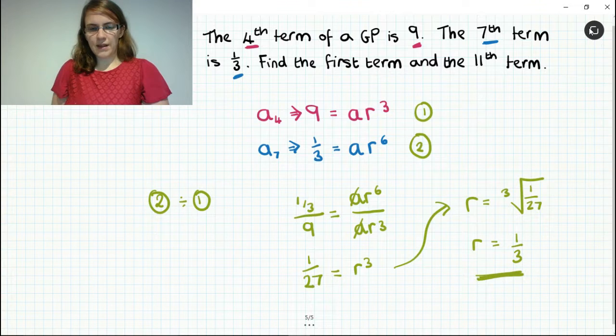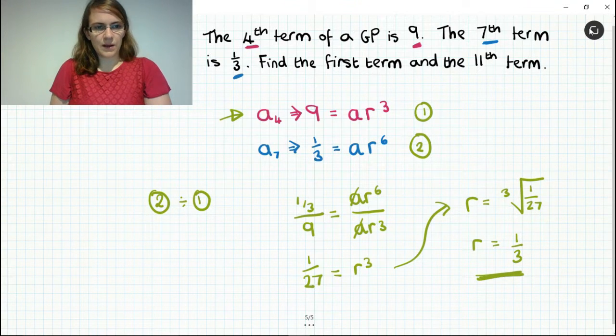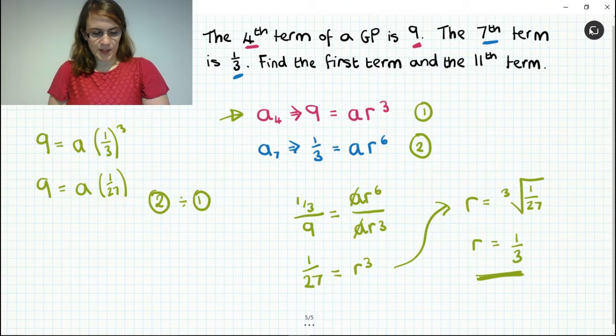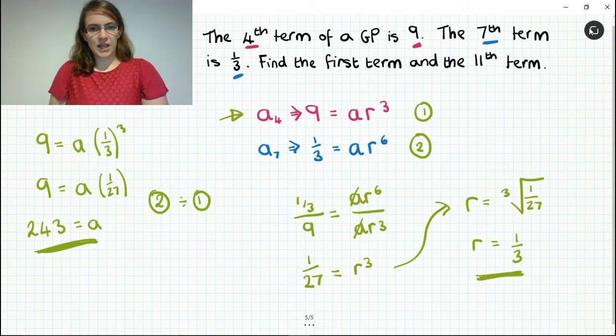So now we know what r is, we can use our equation for a4 to find out the first term a, because we know that 9 is equal to a times r cubed, and we now know that r is a third. So 9 is equal to a times a third cubed. A third cubed is 1 over 27. So if we multiply by 27, we get 9 times 27 is 243 equals a. So our first term is actually equal to 243.